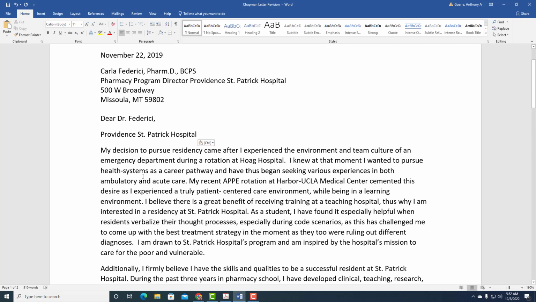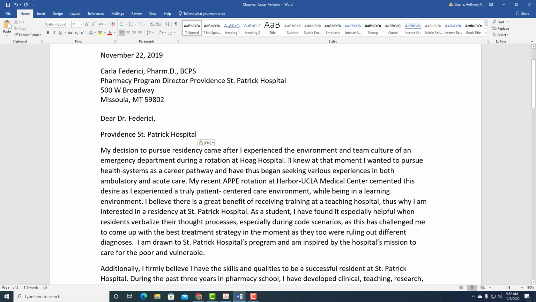"My decision to pursue residency came after I experienced the environment and team culture in the emergency department during a rotation at Hoag Hospital." Okay, good. You're going to tell me a story about a rotation that you did. "I knew at that moment I wanted to pursue health systems as a career pathway and thus began seeking various experiences in both ambulatory and acute care." Whoa, wait a minute. Are you going to do an ambulatory care residency or an acute care residency? You really don't want to do that.